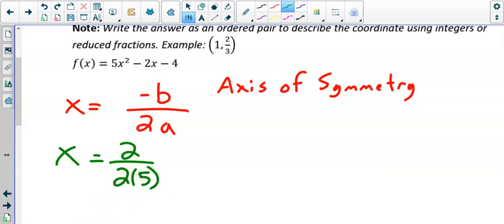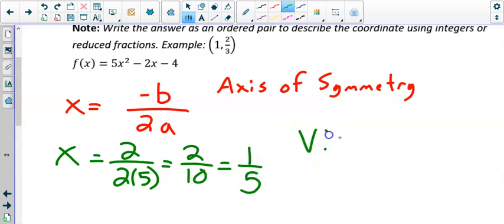Okay. So what's 2 times 5? 10. And 2 over 10 reduces to what? 1/5. Now you know the x value of the vertex.